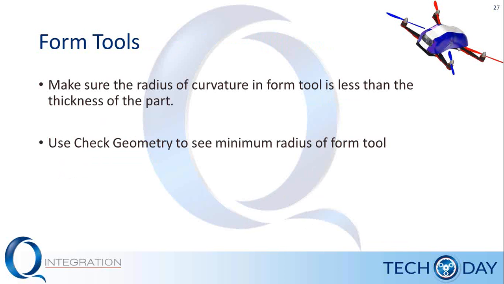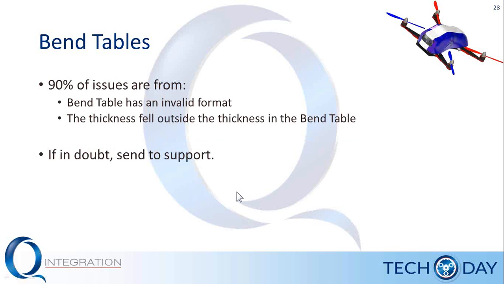Regarding form tools, one quick note: make sure that the radius of curvature in the form tool is less than the thickness of the part. If you go to your Tools menu in SolidWorks, go to Check Geometry, one of the results from there gives you the minimum radius of curvature in that forming tool. So you can validate that forming tool prior to using it and then running into this issue. SolidWorks does do a good job though. If you use a form tool that doesn't work, it lets you know that curvature may be an issue. If you have any questions, feel free to send it into support.